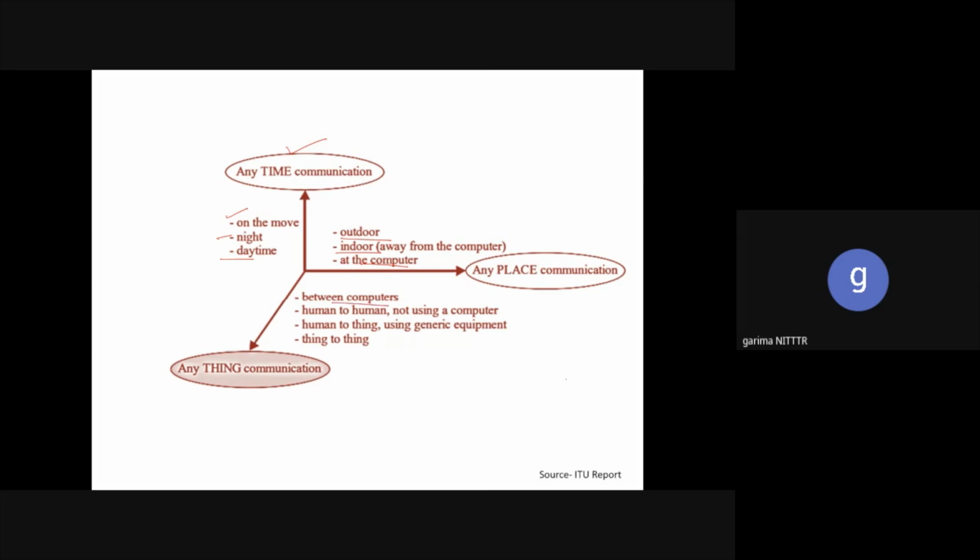You can have connectivity or transfer of information or data between computers, from human to human, not using a computer. You can imagine not using a desktop or a tablet, but being able to transmit and receive information from human to thing using generic equipment, and finally thing to thing. So these three major parameters need to be satisfied to have this particular IoT connection: that you should have anytime communication, any place communication, and anything communication.